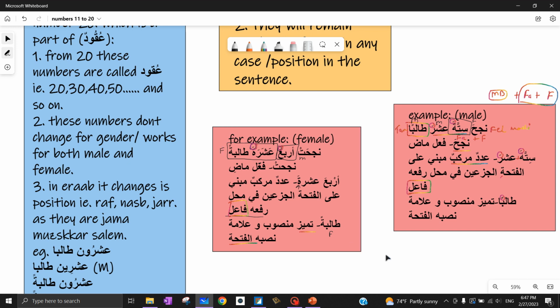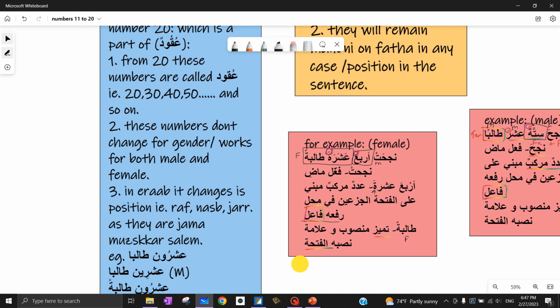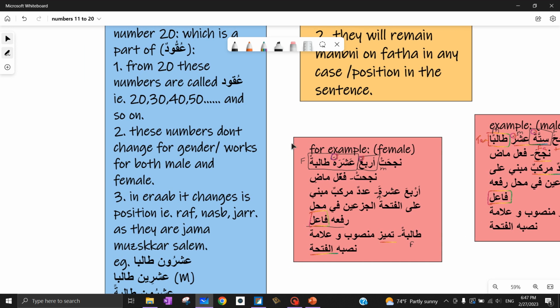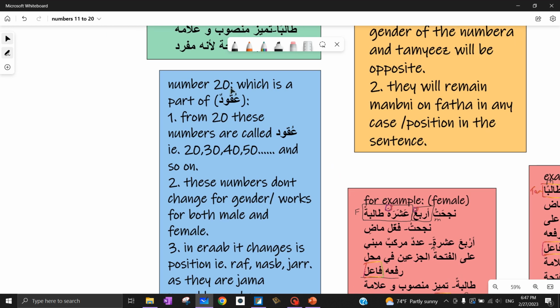Same Arab, even if it is in a feminine case. And from 11 and 12 we did just now. Now 20 is done differently. Number 20, which is a part of uqud.